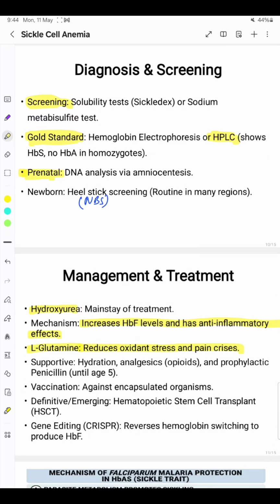Diagnosis and screening of sickle cell disease. In the screening, use the solubility test or sodium metabisulfite test to see the sickling of RBC. The gold standard is hemoglobin electrophoresis or HPLC, which shows increased HbS.